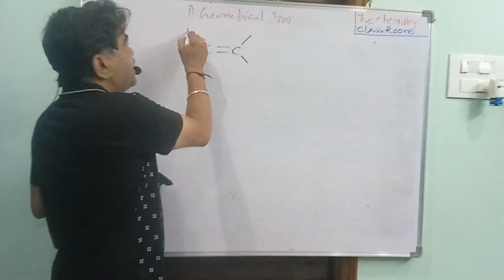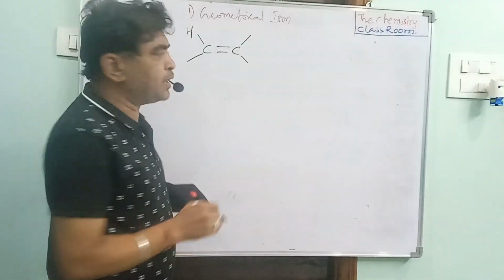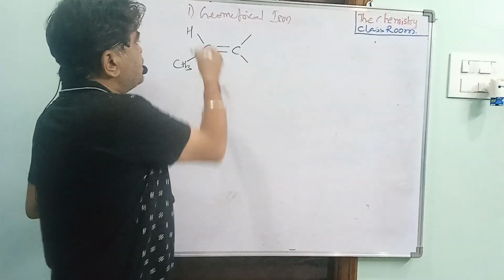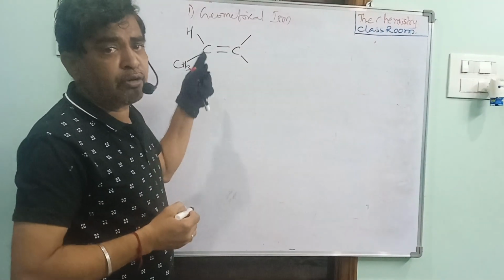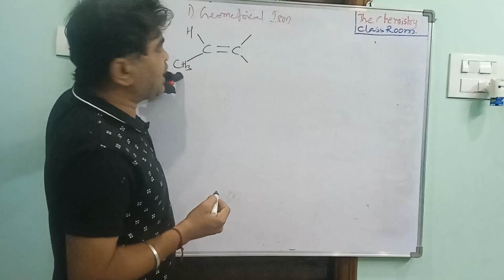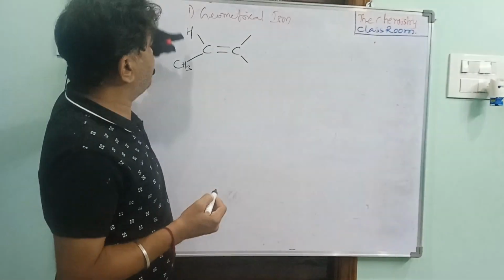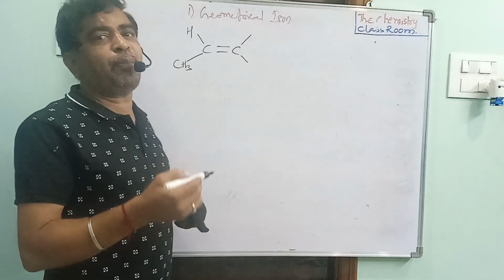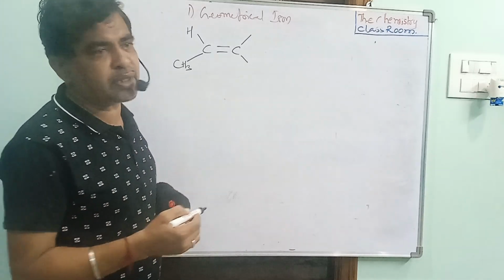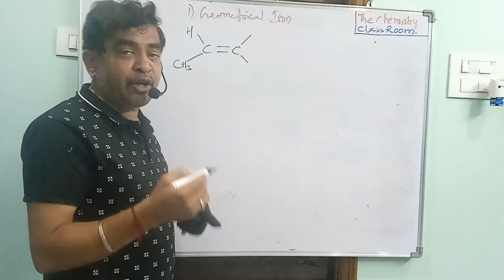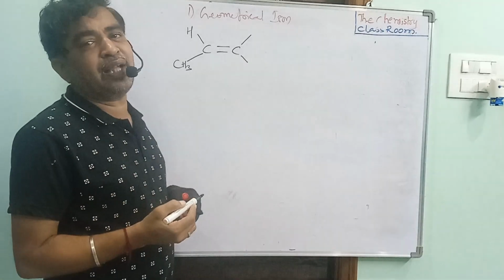For example, here one hydrogen I am substituting, here one group I am substituting, that is CH3. So these two are not identical. One is hydrogen, the second is methyl group. If these two are identical, that means this is also hydrogen, the compound does not perform the geometrical isomerism. Compulsorily these two groups should differ, then only it performs the geometrical isomerism.